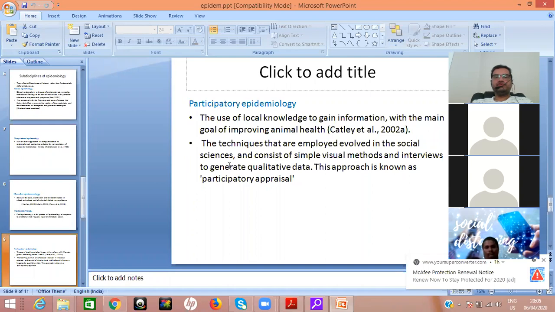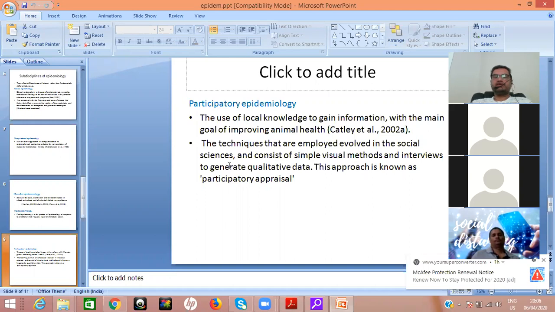So what we do, we can have a participatory type of study. We can call the people from a particular village. We can ask them some questions. We can ask their problems. And based on their problems, we can give some suggestions to the public, or we can give a control strategy to be adopted by the government. This is participatory epidemiology. With the help of local knowledge, we can gain the information.